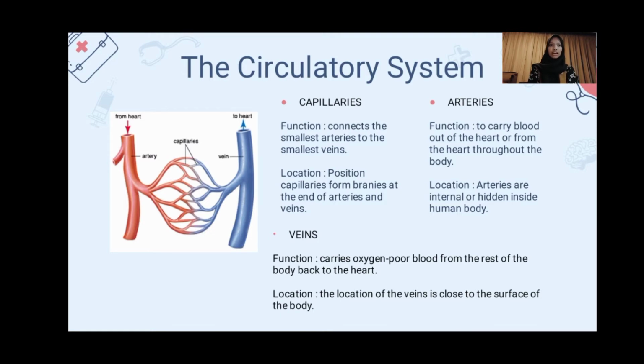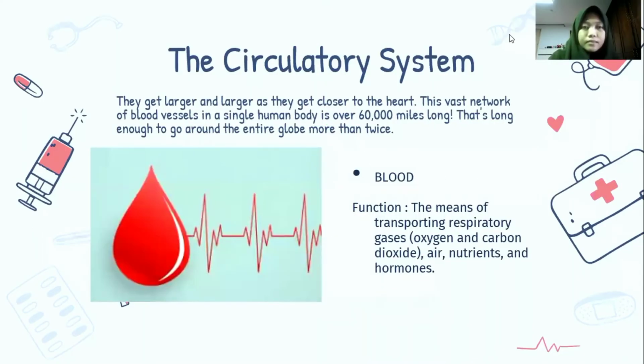Second, capillaries. Capillaries connect with arteries at their smallest, thinnest point and join them to veins. The thin walls of the capillaries are where the transfer of oxygen and carbon dioxide takes place. Third, veins. Veins carry oxygen-poor blood from the various parts of the body back to the heart. They get larger and larger as they get closer to the heart.